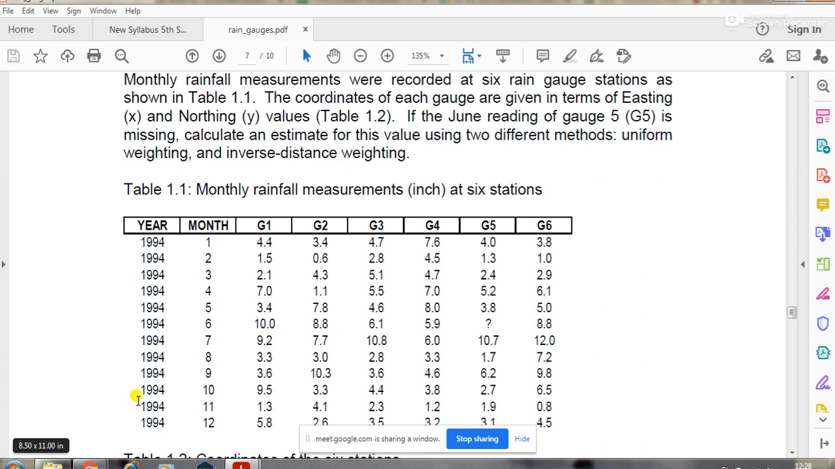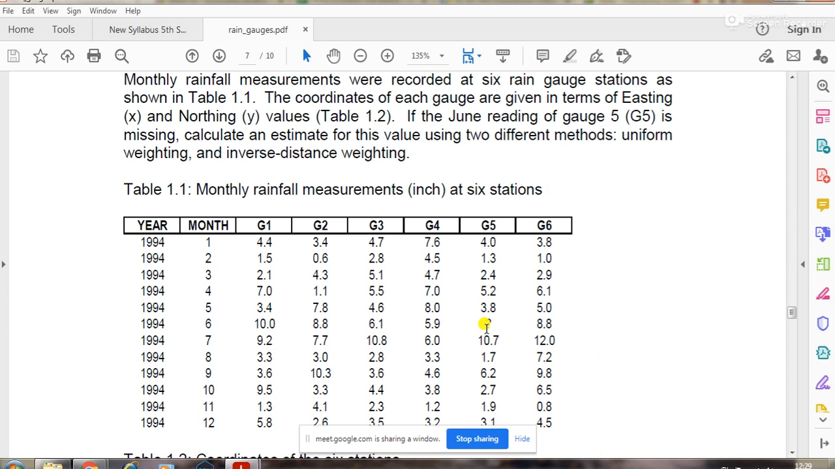Now, month 1 will be your January and month 12 will be December. In this way, all the months are divided. So, what the problem says is that the June recording, that means month number 6, is June, obviously, June recording of G5 is missing. See, in this particular table, the June recording will be your month 6, and starting from G1, G2 values given, G3 given, G4 given, then G5. This is the missing value.